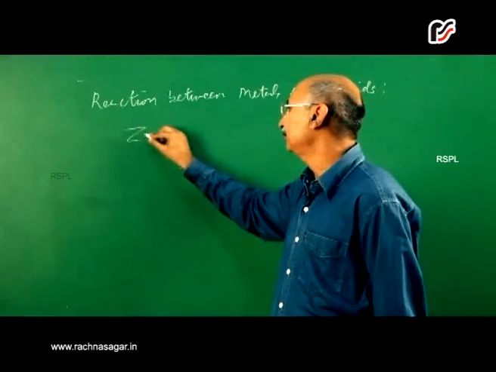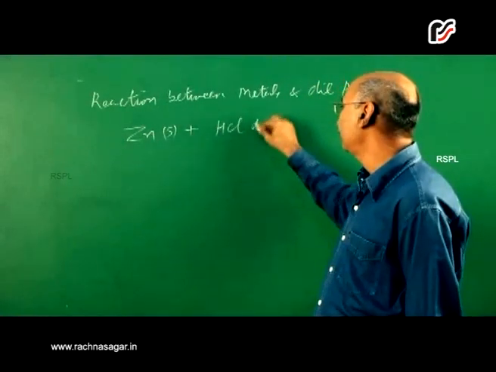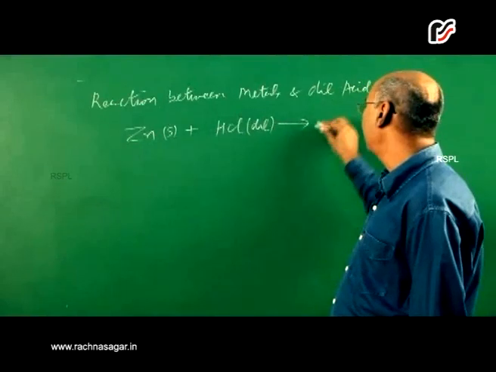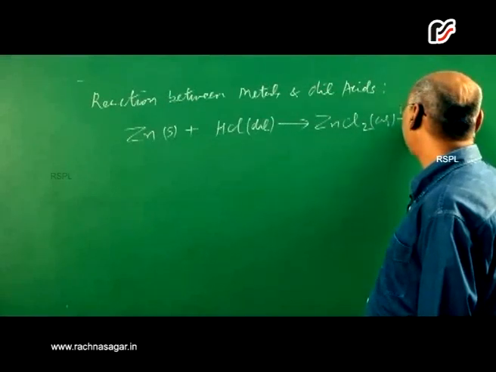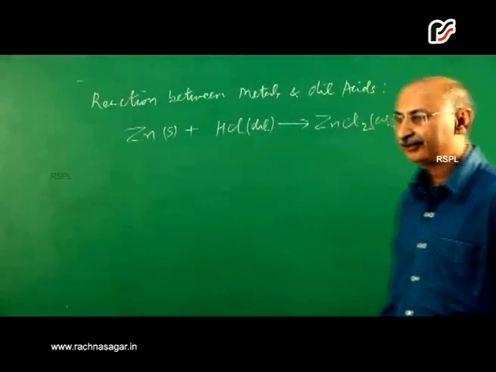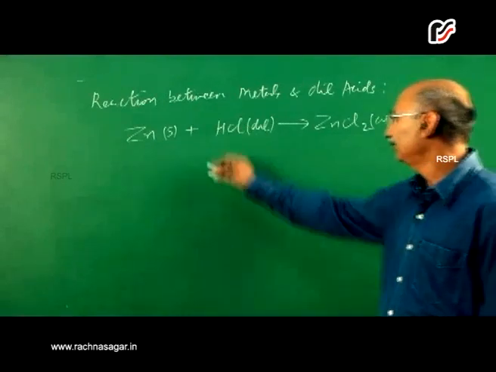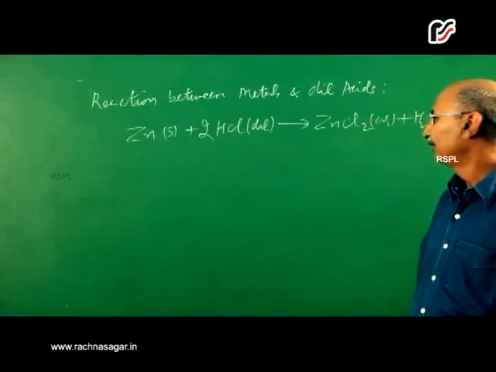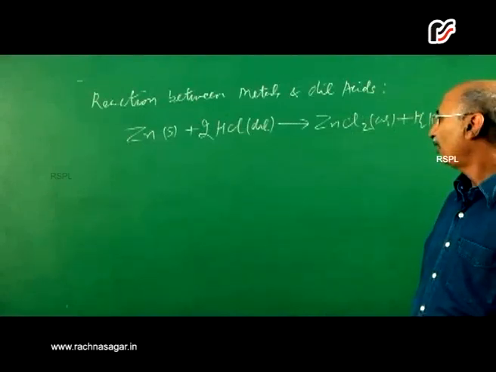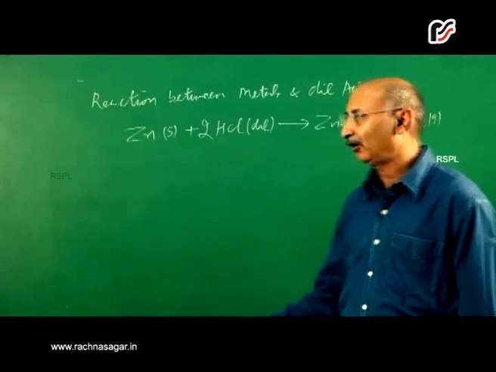Let me give you an example. Zinc metal in solid state will react with dilute hydrochloric acid and result in the formation of zinc chloride aqueous plus hydrogen gas will be formed. Check whether this reaction is balanced or not. This reaction is not balanced. Reason, this side we have got 2 chlorine, this side there is 1 chlorine, so we multiply here with 2. Now check the equation is balanced. Yes, the equation is balanced because all the atoms are equal on both sides. So here hydrogen gas is being evolved.